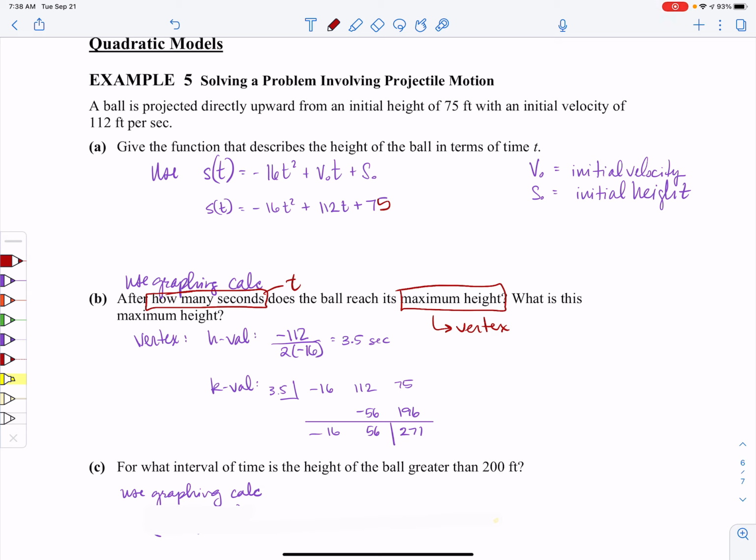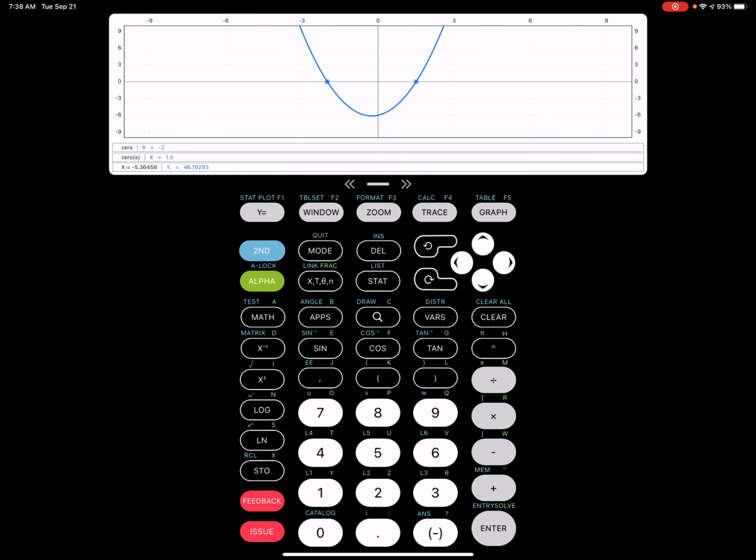Now, you see here that I've actually done the work. So, spoiler alert, you can see the answer. I used my vertex formula to find the time value of the vertex. So after how many seconds does the ball reach the maximum? After 3.5 seconds. But let's look at how to do that on the calculator. So let's go over to the graphing calculator.